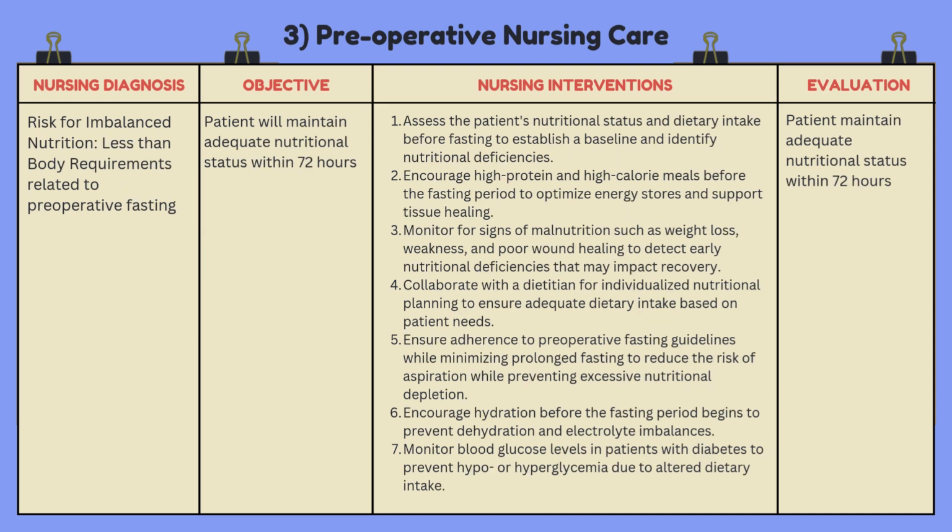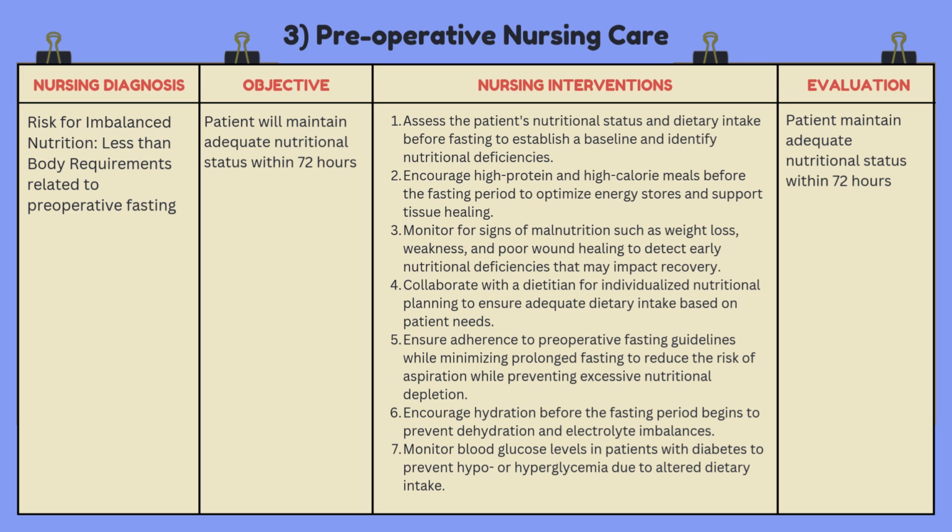Proper nutrition is essential for healing and recovery, but pre-operative fasting can sometimes pose a challenge. Our third nursing diagnosis is risk for imbalanced nutrition, less than body requirements, related to pre-operative fasting. Our objective is the patient will maintain adequate nutritional status within 72 hours. How can we manage the patient?